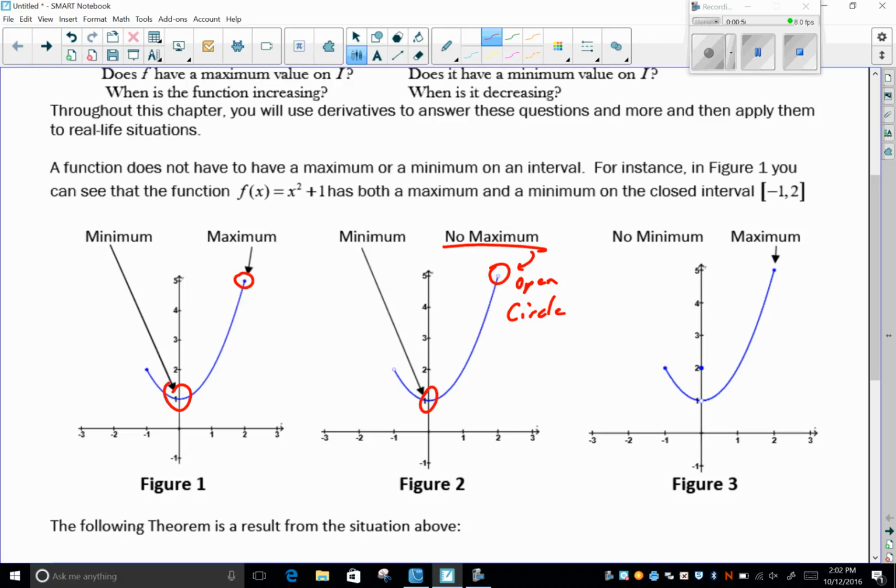All right, and the same thing happens on this one. Even though a circle's closed in here, the actual graph itself is pointing to the open circle. Therefore, there's no minimum. However, there is a maximum because the highest point on the graph is actually that particular dot that's filled in at 2, 5.